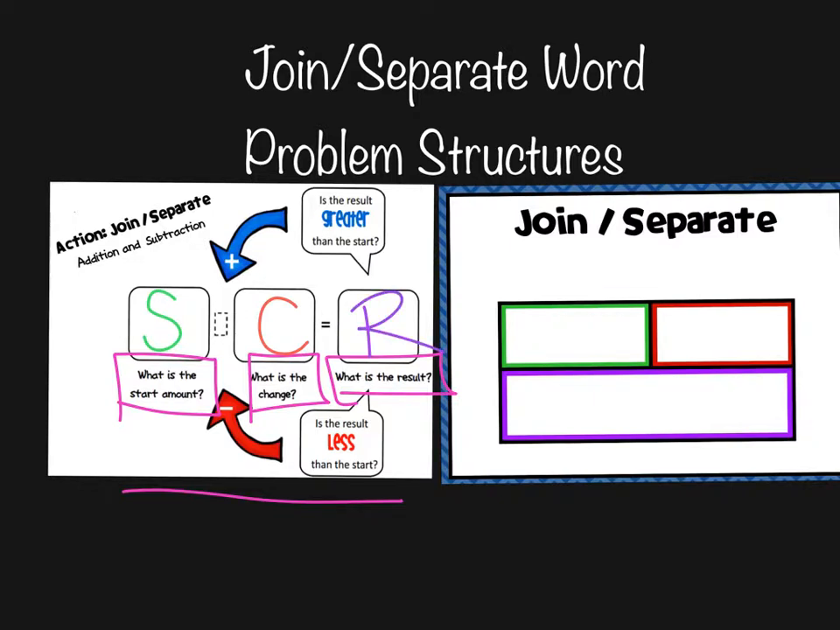Start, change, result. That's how I want you to remember it. For a join and a separate, you're always going to think start, change, result. And you'll see that it matches our word problem structure here on the right-hand side too, because we have our start, we have a change, and we have a result. So there's 2 different ways for us to show the answer to our problem. You can use either way.